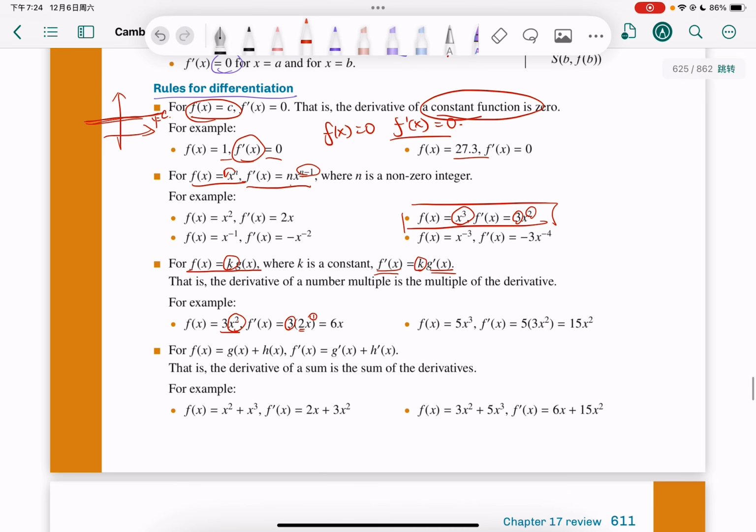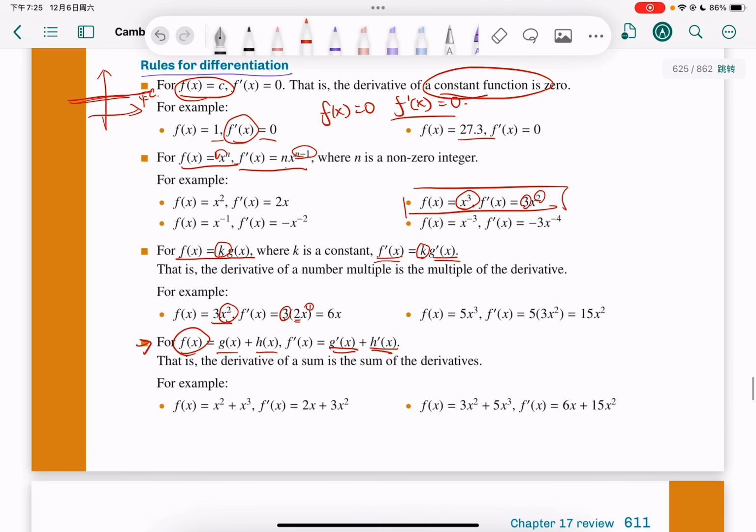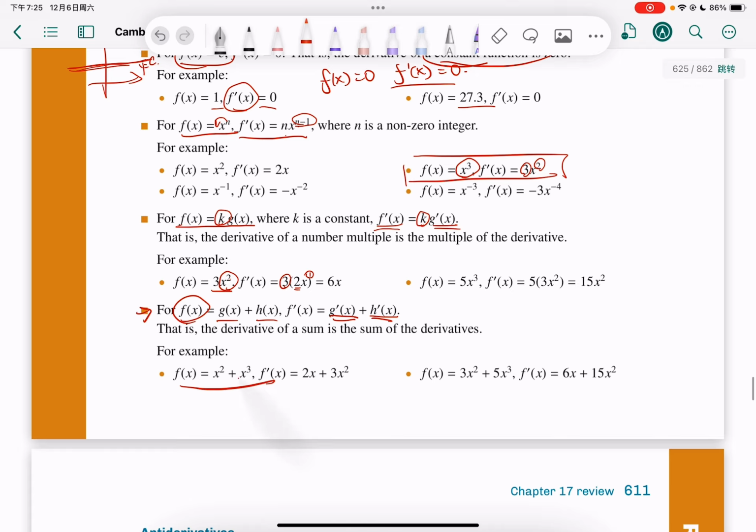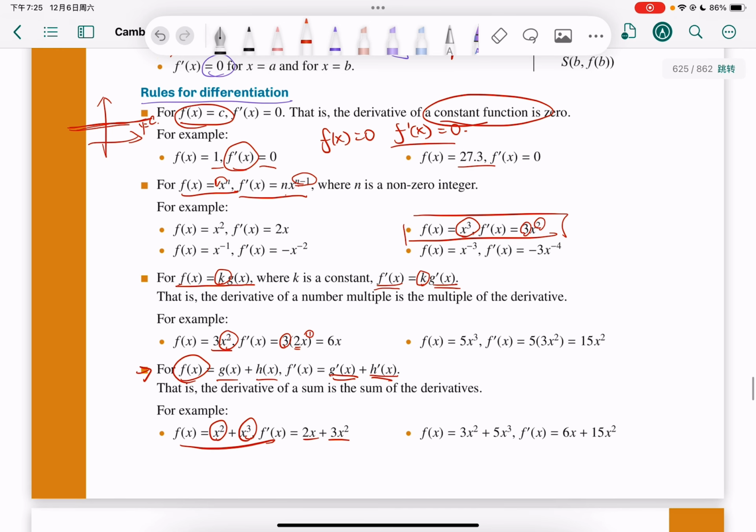Then for this case, we have 2 functions adding up together. So how do we want to diff this function? We actually diff each of them, each of gx and hx, and then sum them together. For example, this one, x squared plus x cubed. We diff each of them and then sum together. That becomes 2x plus 3x squared. Okay, that's about rules for differentiation.